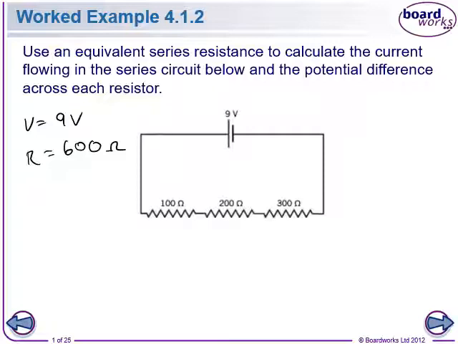Divide? Divide will work. Why? Remember that thing? Ohm's law, V equals IR. We know V, we know R, we can find I. So, I is equal to V on R, which is equal to 9 over 600.